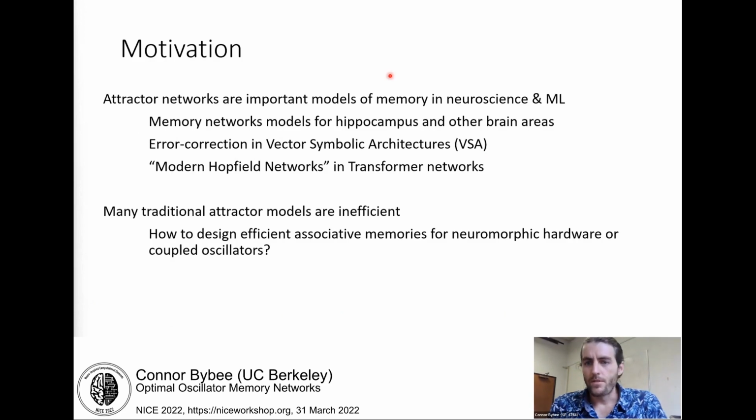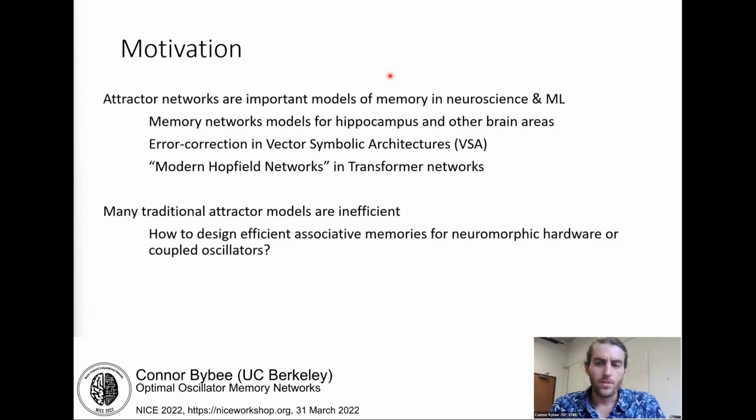This work I will present is useful because it connects algorithms and hardware. Specifically, it examines the computational properties of attractor networks and their implementation in a physical system. Attractor models are important in neuroscience and are becoming increasingly important in machine learning. In neuroscience, these models serve to describe observations from the hippocampus and other brain areas.